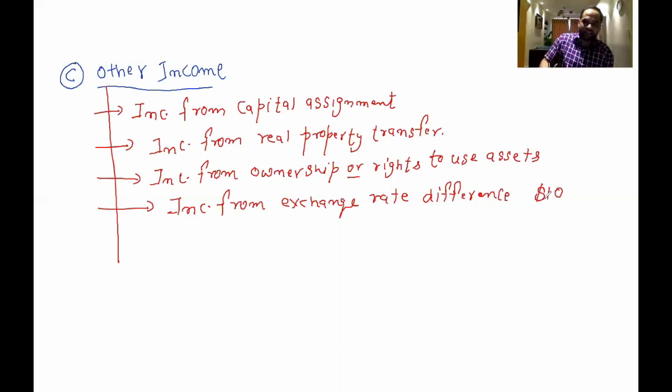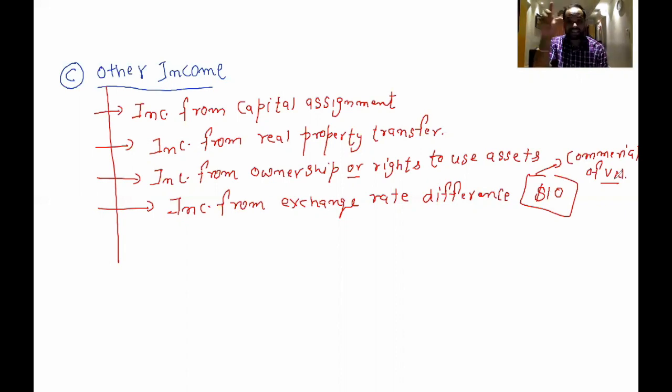And of course, these exchange rates are as per the commercial banks of Vietnam. So as per commercial bank rates, we will estimate the profit and we have to pay tax. So in other words, you can say that these kinds of incomes are non-exempt income. This cannot be exempt from the tax. Sometimes we call it non-operating income. So remember, there are two types of income, operating income and non-operating income.